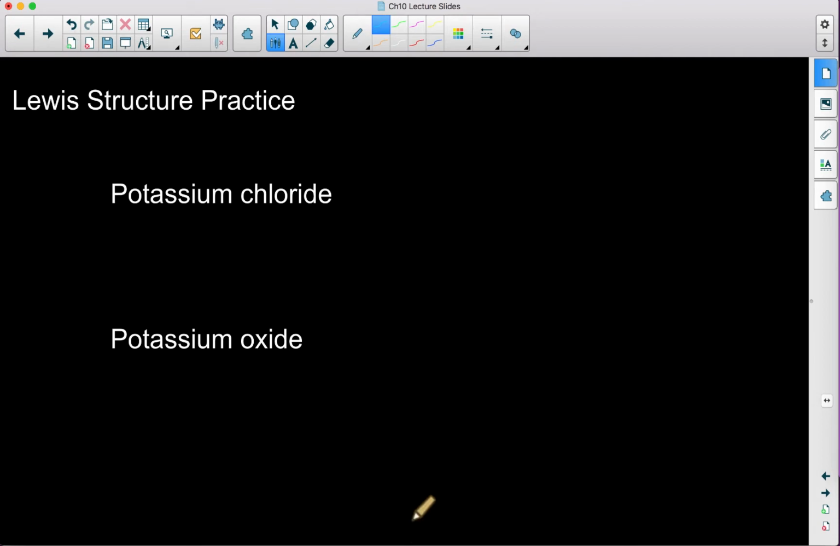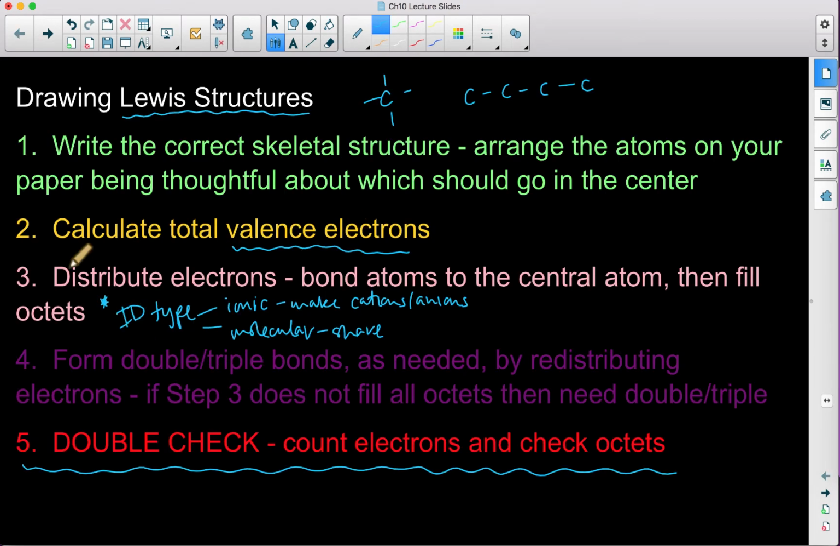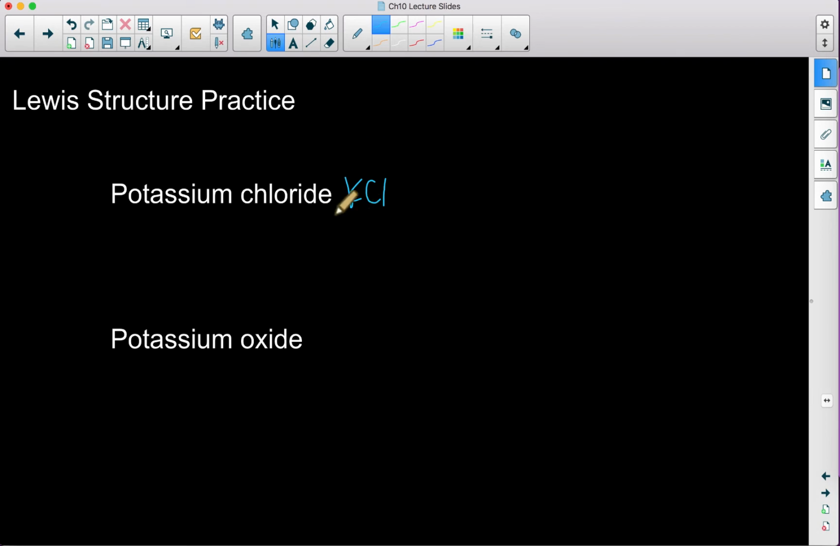Okay, Lewis structure practice. Here we're going to draw Lewis structures for potassium chloride. First, what do we need to do? A preliminary step that we didn't write in the rules is that we need a formula. If we go back to our rules, we could put it up here as a preliminary step. We should also identify the type because that's going to help guide us. What kind of compound is this? This is an ionic compound, meaning, is there going to be sharing of electrons? No, it's going to be a give and take such that we form cations and anions.